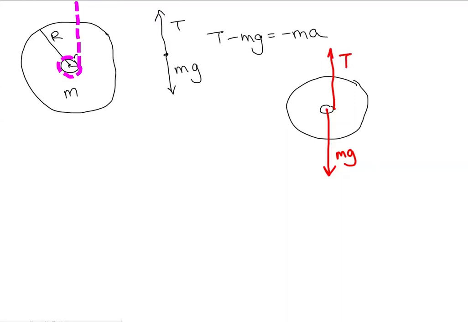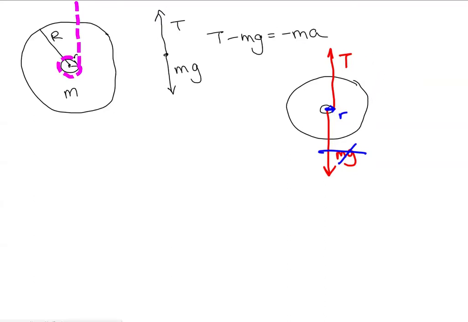Next, for my torques, I have to do the lever arms. So this is the center of rotation, and I can see that mg has no lever arm. That means it has no torque. So I look for the lever arm for the tension force, and that goes from the center of rotation to the point of application of the force right there. And its length is little r, the radius of the axle.